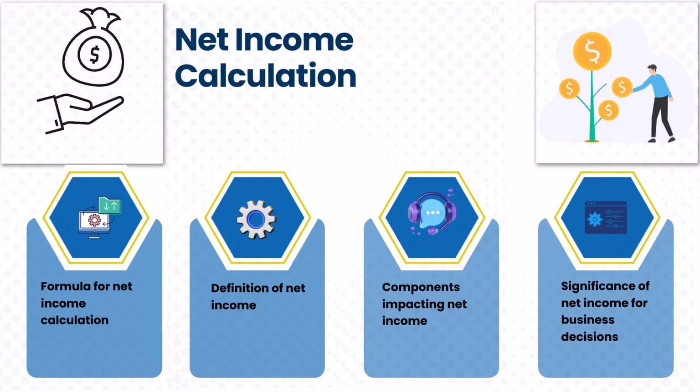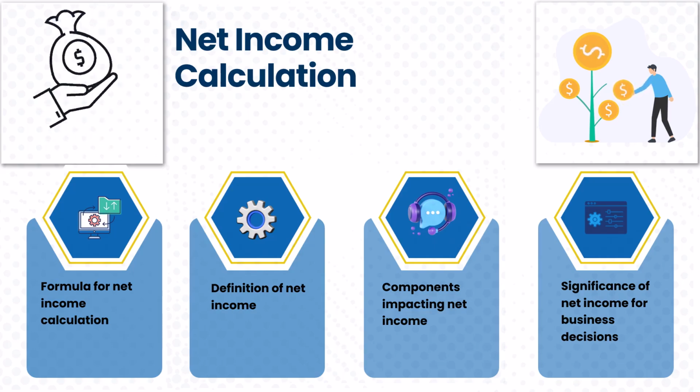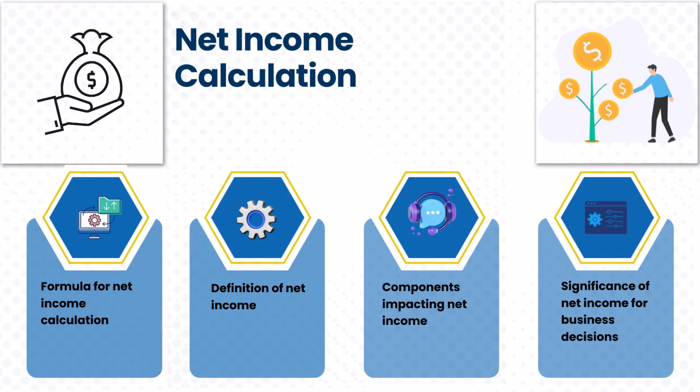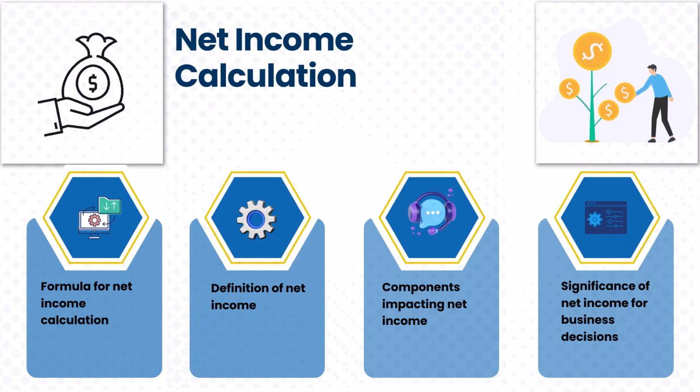Gross profit is great, but net income, that's what really counts. Net income considers all expenses, taxes, operating costs, even those coffee machine upgrades. It helps us see if the business is truly profitable or just playing pretend. Let's break down the formula and ensure every dollar works in our favor.